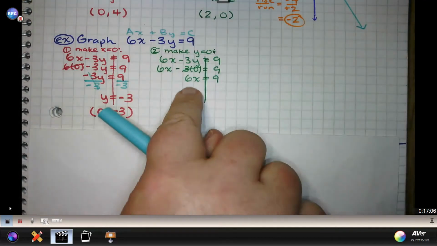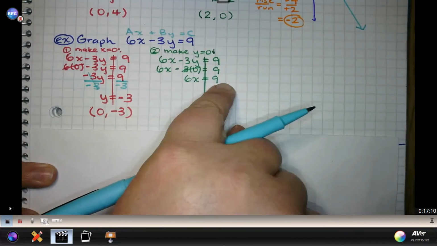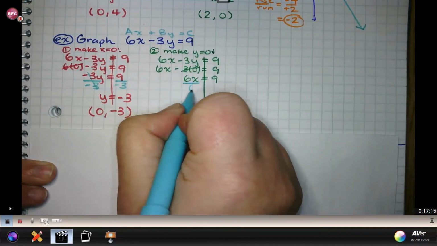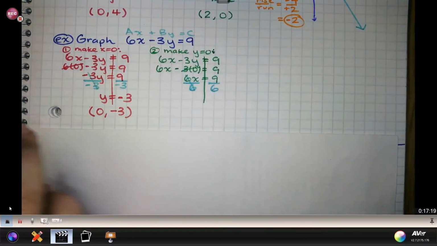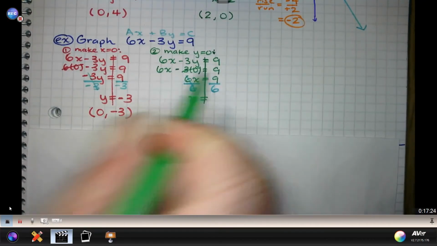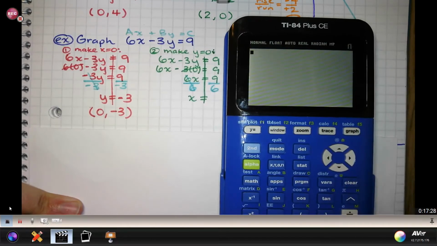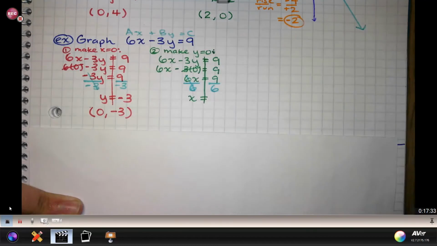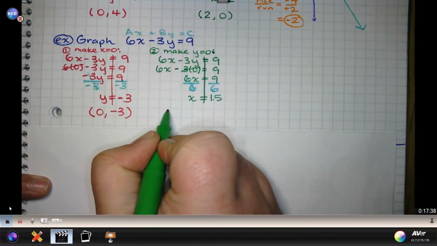Well, if I were to do guess and check, this one might be a little bit more difficult because 6 times what? 6 times 1 is 6. That's not right. 6 times 2 is 12. So that's not right. But you'll notice if you actually do division here, you get x equals, and then if you want to use your calculator, feel free to do 9 divided by 6, and we get 1.5, and that is totally fine. You're allowed to have decimals as your intercept.